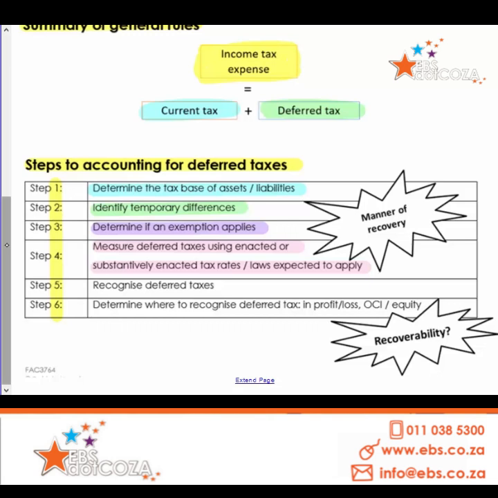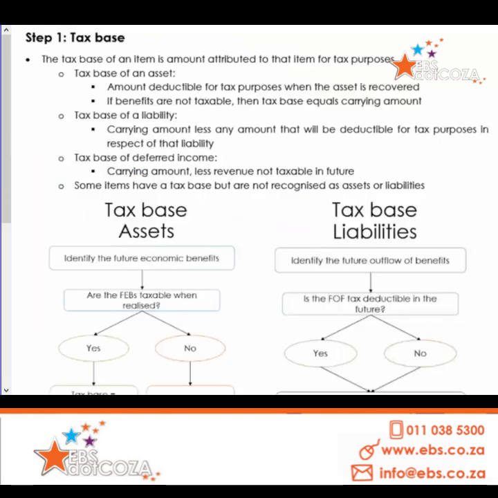That's not really going to apply. You're just going to use your tax rates. You're going to recognize any deferred taxes and determine where to recognize the deferred tax: in profit or loss, in other comprehensive income, or in equity itself. And as I said to you, we don't really do this at third year level. You're going to look at how this is recovered and whether it is actually recovered. Then these steps are dealt with in detail.